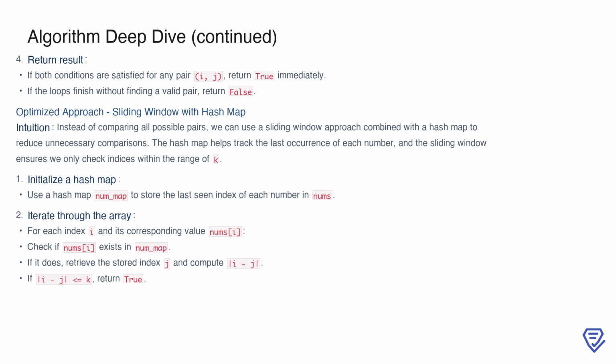Then, as we iterate through the array, we check whether the current number already exists in the hash map. If it does, we retrieve the stored index and calculate the distance between the current index and the stored index. If the distance is less than or equal to k, we return true immediately.